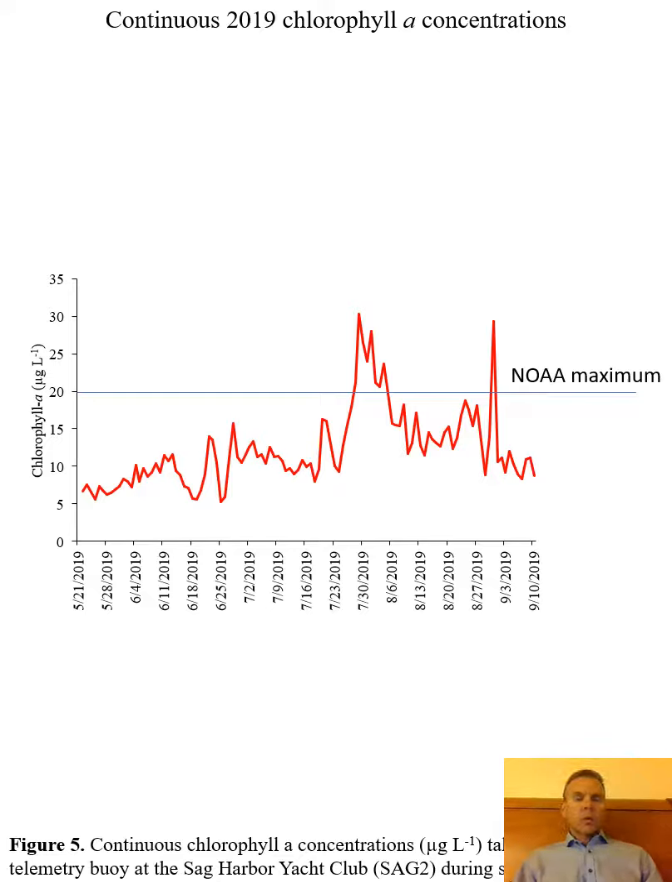These are continuous chlorophyll data. NOAA would tell you levels should never go above 20 micrograms per liter. You can see there were 2 different occasions when that happened. We call these algal blooms. Going above 20, high levels of chlorophyll can lead to eventually low oxygen and also to shading.